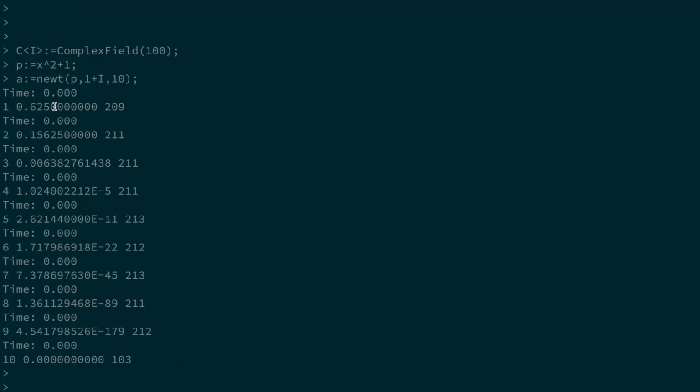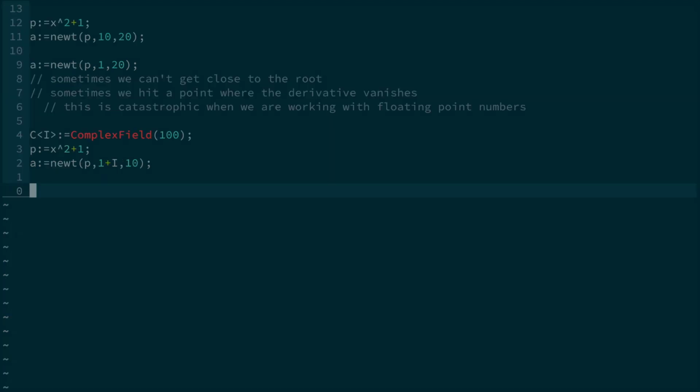Let's see what happens. Okay, so now I plugged in 1 plus I to my Newton iteration. And you see that very quickly we are reaching the root of our polynomial x squared plus 1. Yeah, so as long as we start with quote-unquote random initial points, we should be fine. That's the general philosophy. But there's one more thing where failure is possible.